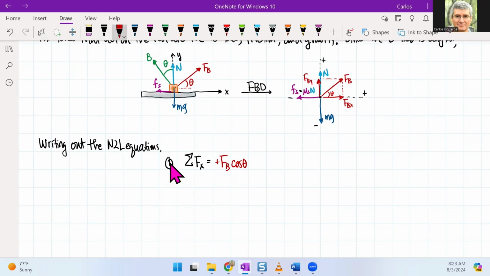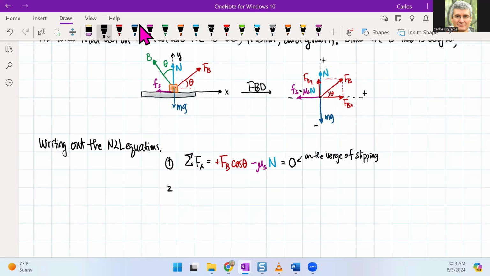Now you could see that friction is in the opposite direction. So I'm going to get minus the maximum coefficient times the normal. And because it's on the verge of slipping, this is 0. So remember, this is on the verge of slipping. So it's just about to start accelerating.